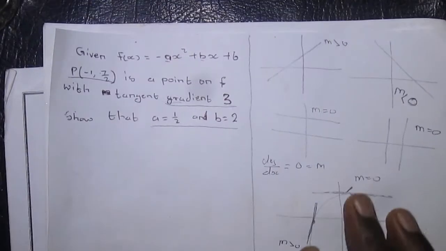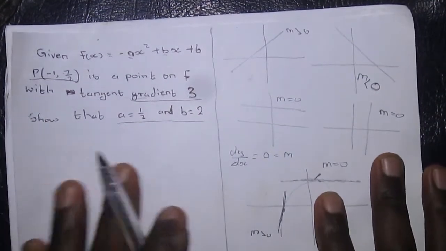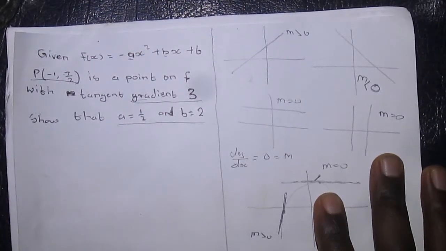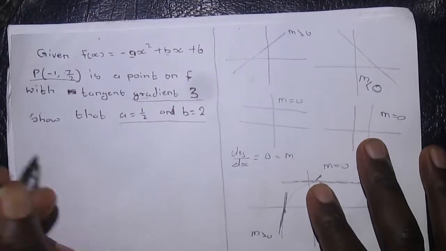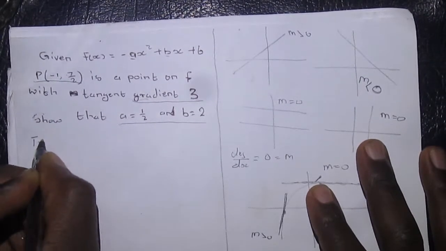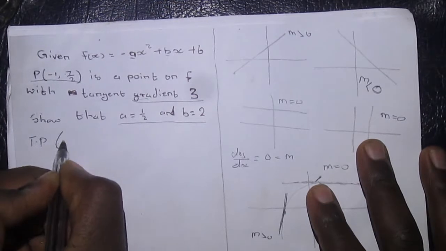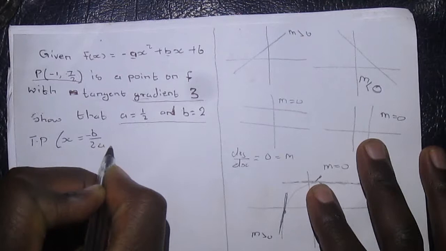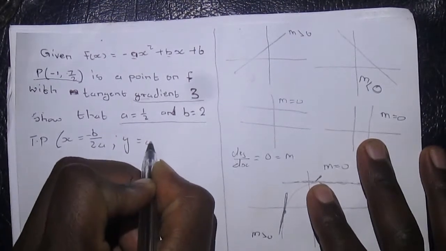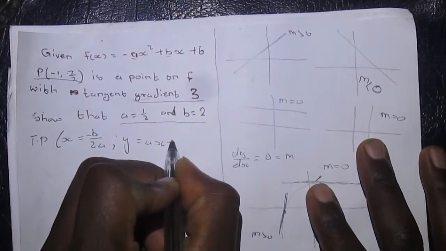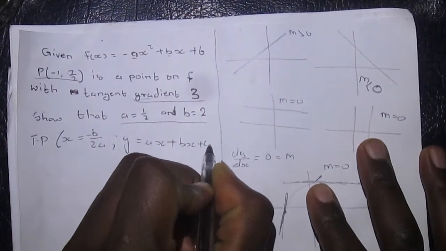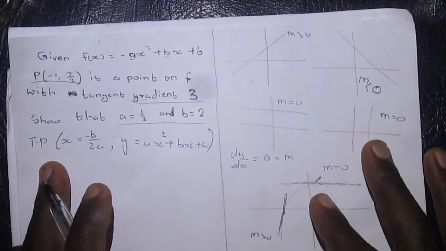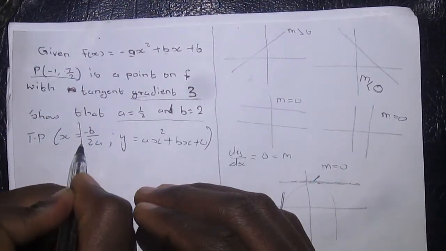Now let's go back to attempting to answer our question. It says show that a is a half and b is 2. Now you know how to find a turning point. To find a turning point, you need to find x, where you guys know the formula x equals -b over 2a, and then for y you just substitute into the original formula.